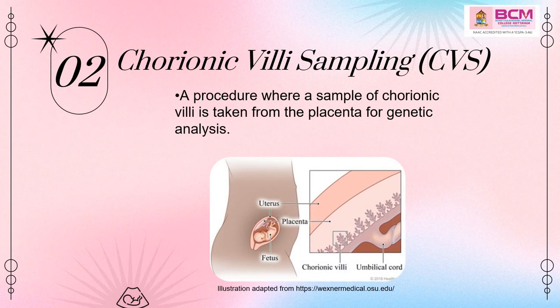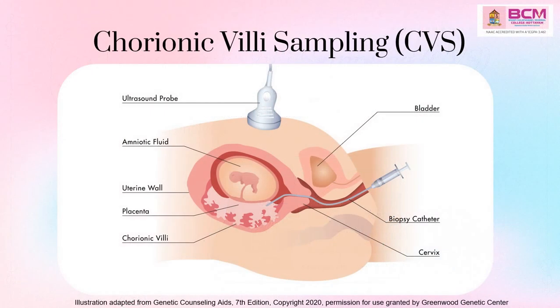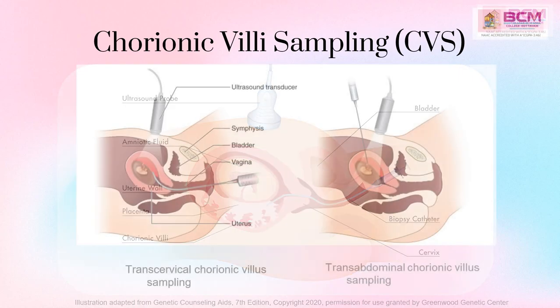Now, chorionic villus sampling, or CVS. This test involves collecting a sample of the chorionic villi, tiny finger-like projections from the placenta, usually between 10 to 13 weeks of pregnancy. What is its purpose? CVS helps detect chromosomal abnormalities and genetic disorders like cystic fibrosis or Tay-Sachs disease. It provides earlier results than amniocentesis but has a slightly higher miscarriage risk of about 0.5%.